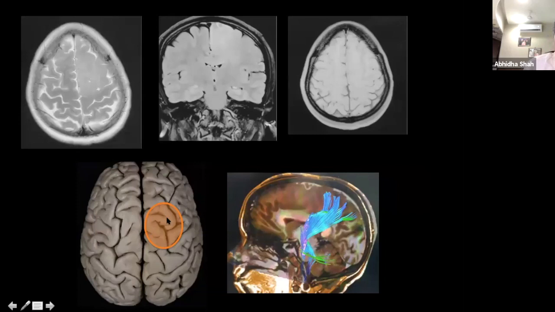So now if you understand this, you see that the glioma is arising from the arcuate fibers in the posterior part of the superior frontal gyrus. The corticospinal tract is displaced posteriorly and laterally. The SLF, the medial part of the SLF and the cingulum, is pushed downwards.